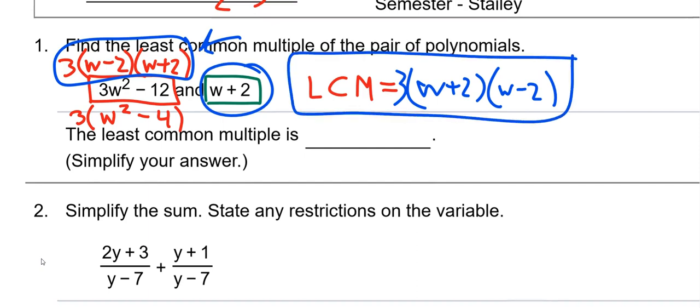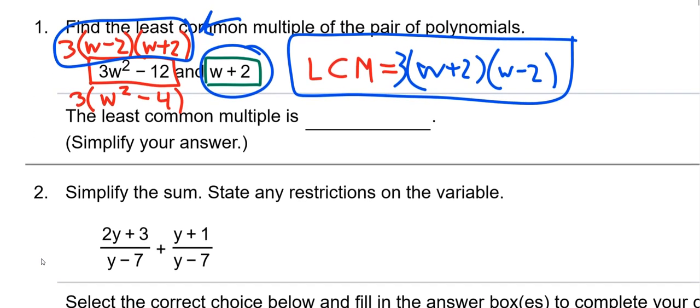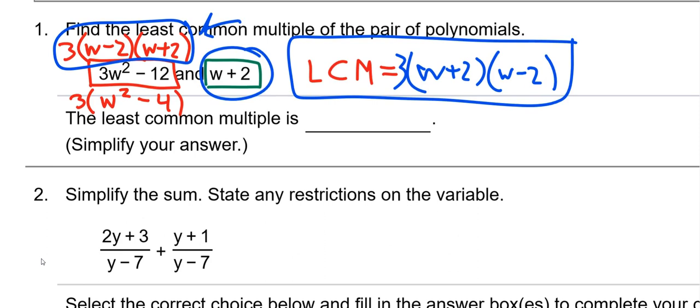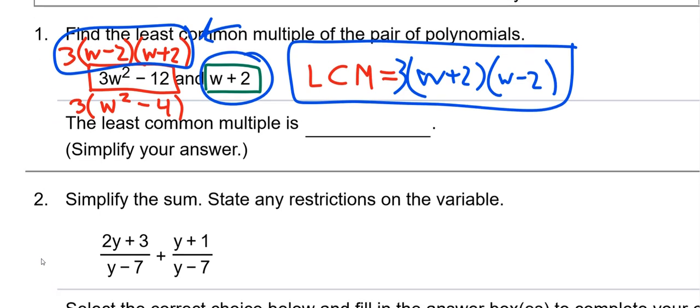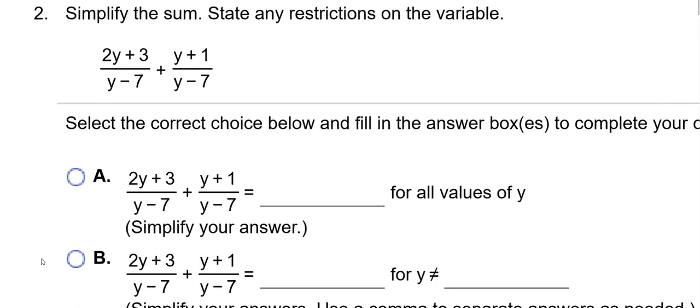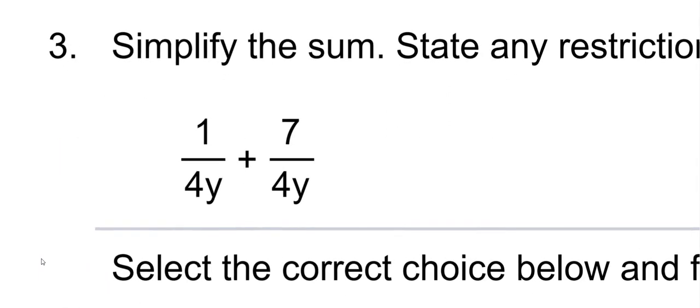That doesn't always happen. It doesn't always happen that one of them is the least common multiple. Which one's the one that we... Oh, it's just that full thing. It's that full thing. I'm going to do question 3 first, and then we'll go back to question 2.